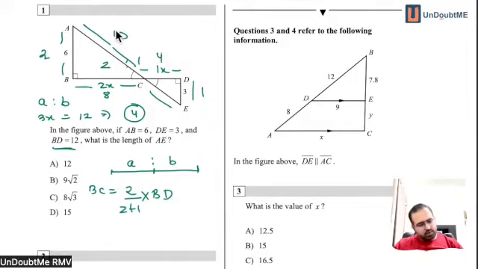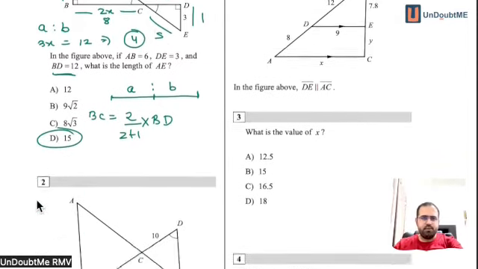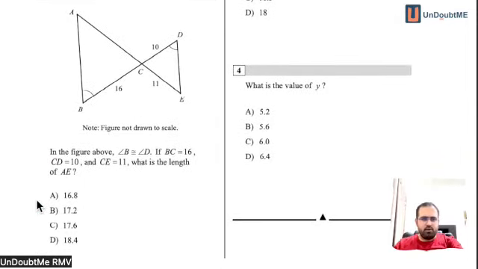8 and 6, this will be 10, 3 and 4, this will be 5, so 15 is correct. Okay, try this question.